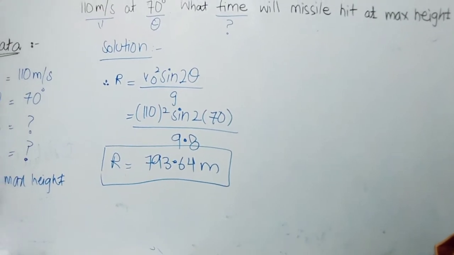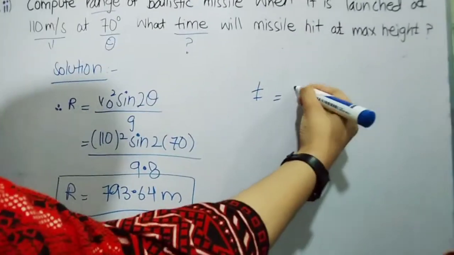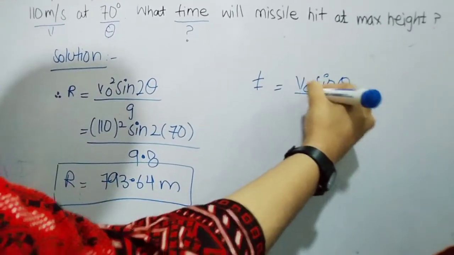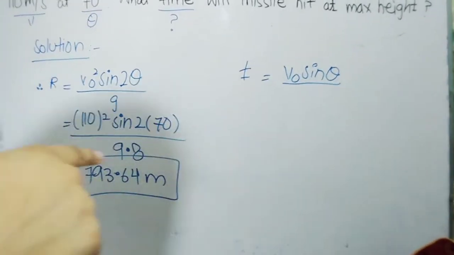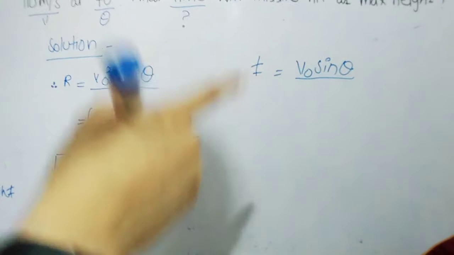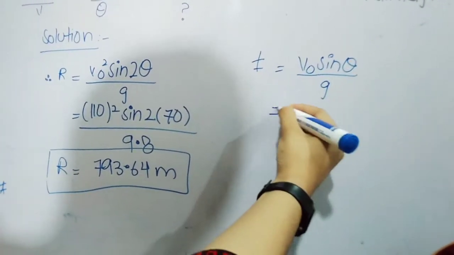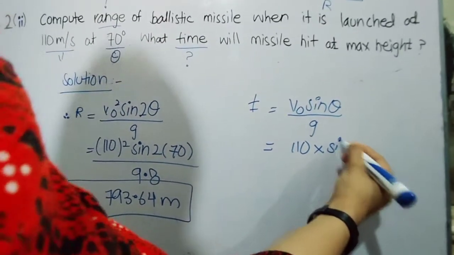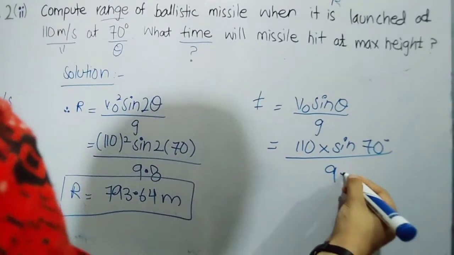Now we have to find the time of flight. The time of flight, you know that, is given by the formula v naught sine theta upon g. That was the first derivation that we have in our copy in the lecture notes of projectile motion, that is chapter number 4. Now v naught is 110 and the angle of elevation is 70 degrees, divided by gravity, which is 9.8.